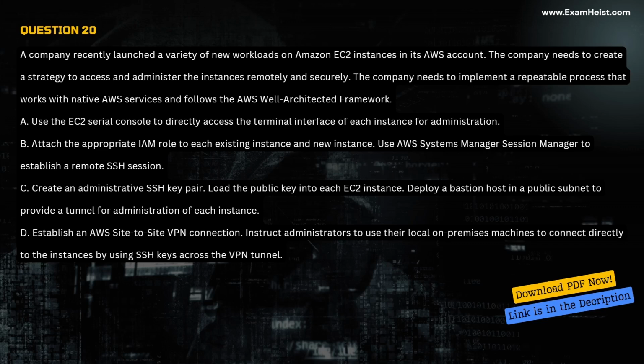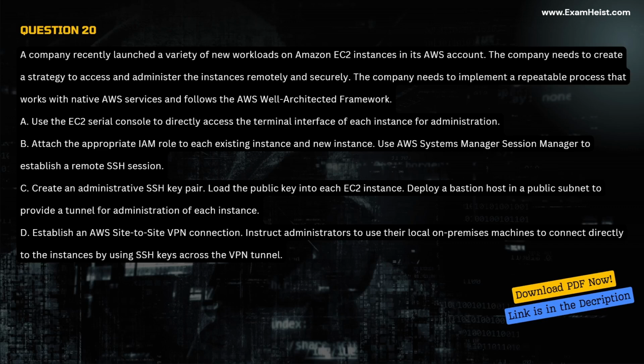A. Use the EC2 Serial Console to directly access the terminal interface of each instance for administration. B. Attach the appropriate IAM role to each existing instance and new instance. Use AWS Systems Manager Session Manager to establish a remote SSH session. C. Create an administrative SSH key pair. Load the public key into each EC2 instance. Deploy a bastion host in a public subnet to provide a tunnel for administration of each instance.